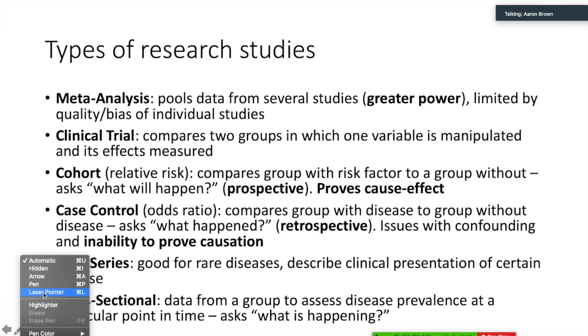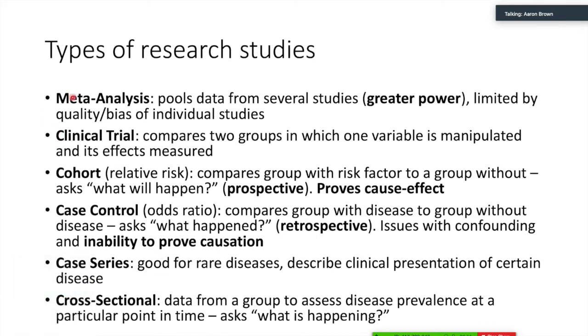First is our meta-analysis. Now, a meta-analysis study is really just, it's not a true study. A meta-analysis doesn't go out and do research itself. Really, a meta-analysis takes a bunch of research that's been done already and takes a bunch of different studies, puts all of their data together in order to try and discover things that may not have been discoverable via those studies.